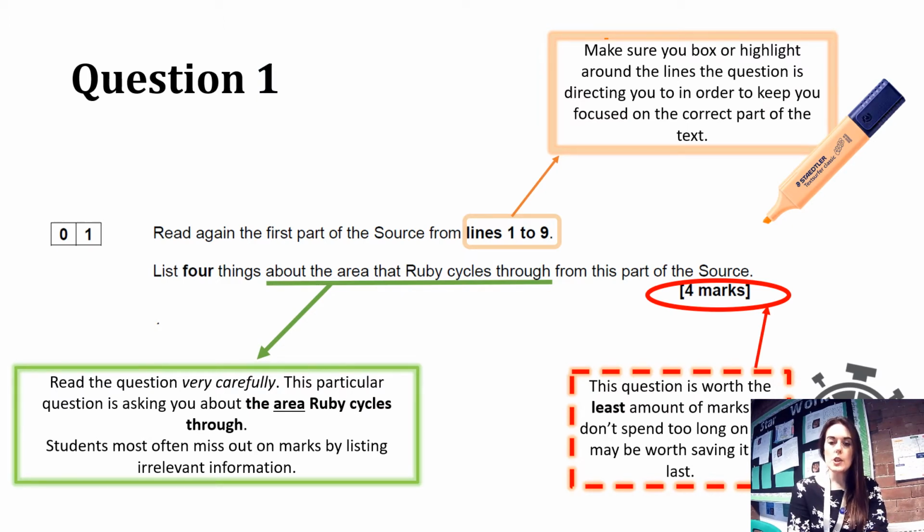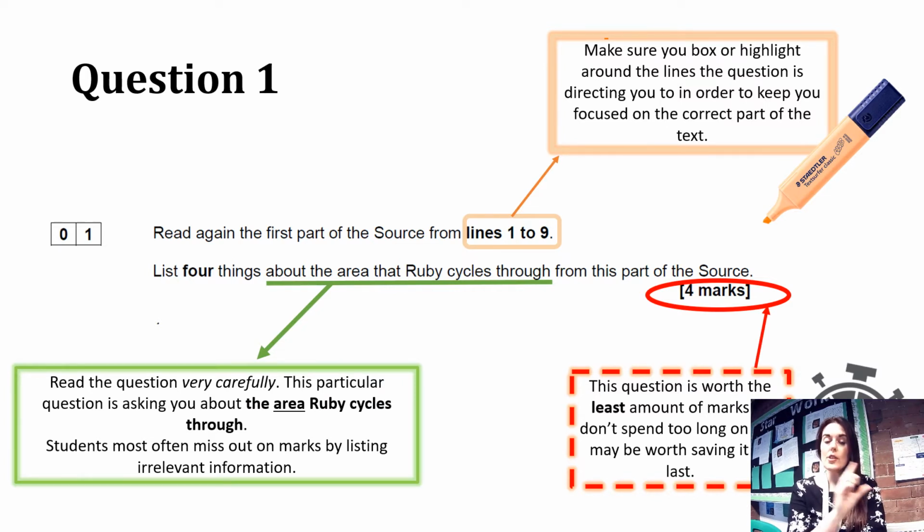So the first thing you want to do in the exam is you want to go to the source. You want to read the section that's in the top that tells you a little bit about it, and then you want to look at question 1. So question 1 is, for this exam, read again the first part of source A from lines 1 to 9.